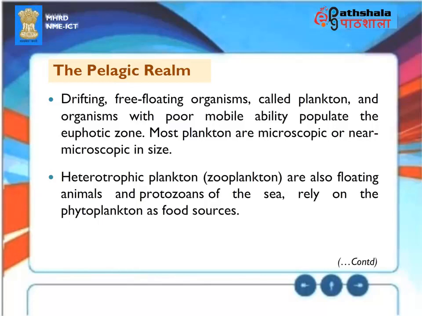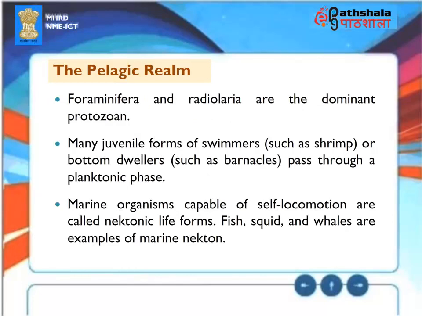Heterotrophic plankton, or zooplankton, are also floating animals and protozoans of the sea. They rely on the phytoplankton as food sources. Foraminifera and radiolaria are the dominant protozoans. Many juvenile forms of swimmers, such as shrimp, or bottom dwellers, such as barnacles, pass through a planktonic phase. Marine organisms capable of self-locomotion are called nektonic life forms. Fish, squid, and whales are examples of marine nekton.